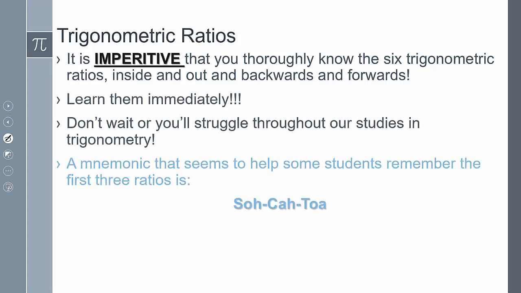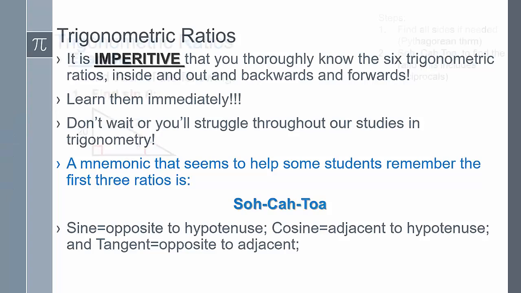Now we need to know these ratios. You're going to use these ratios all throughout the trig unit. It's not something that's going to go away. And so a mnemonic that we use to help is going to be SOHCAHTOA. And so SOHCAHTOA, that's our sine, C is our cosine, T is our tangent ratio. We use it to help with our mnemonic, or with our ratios.